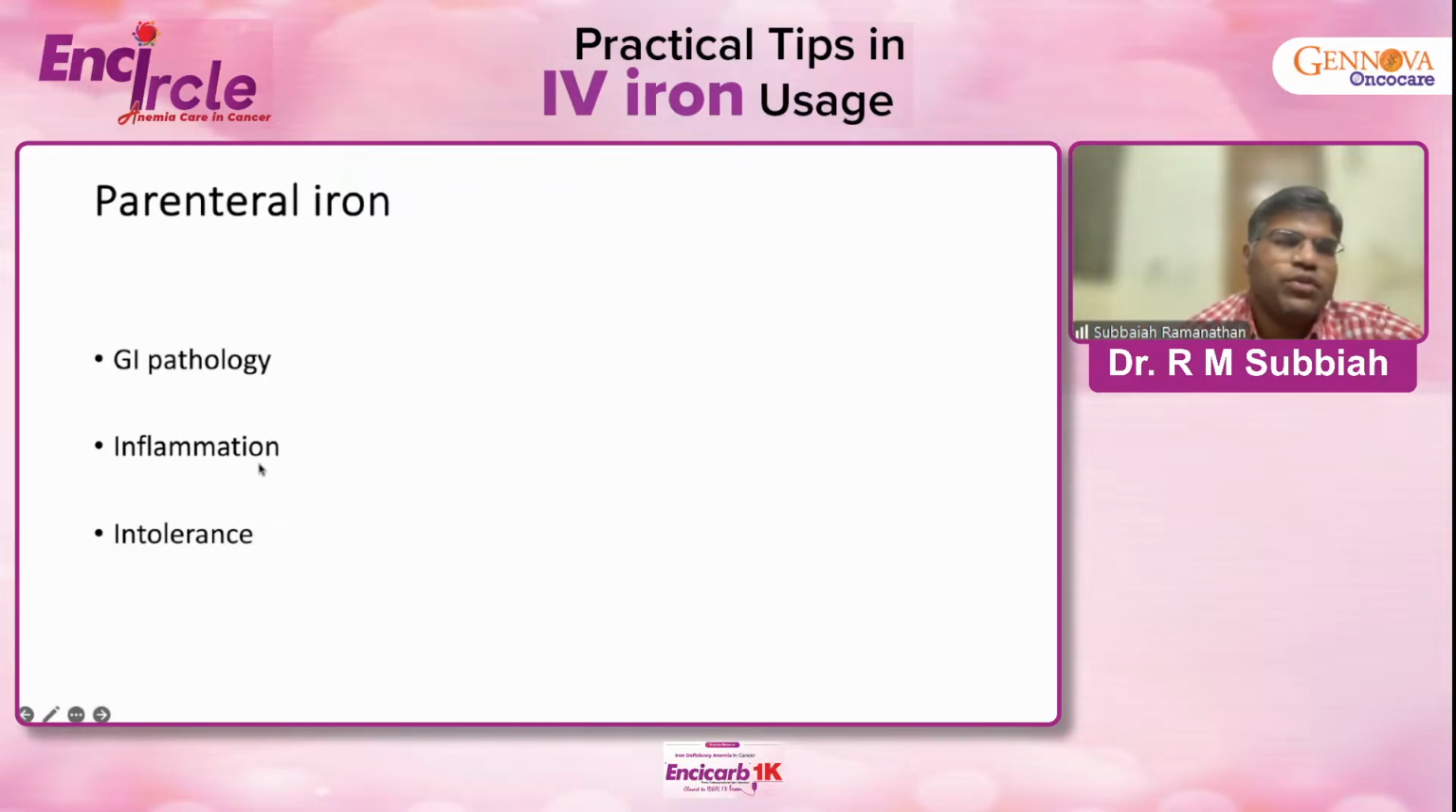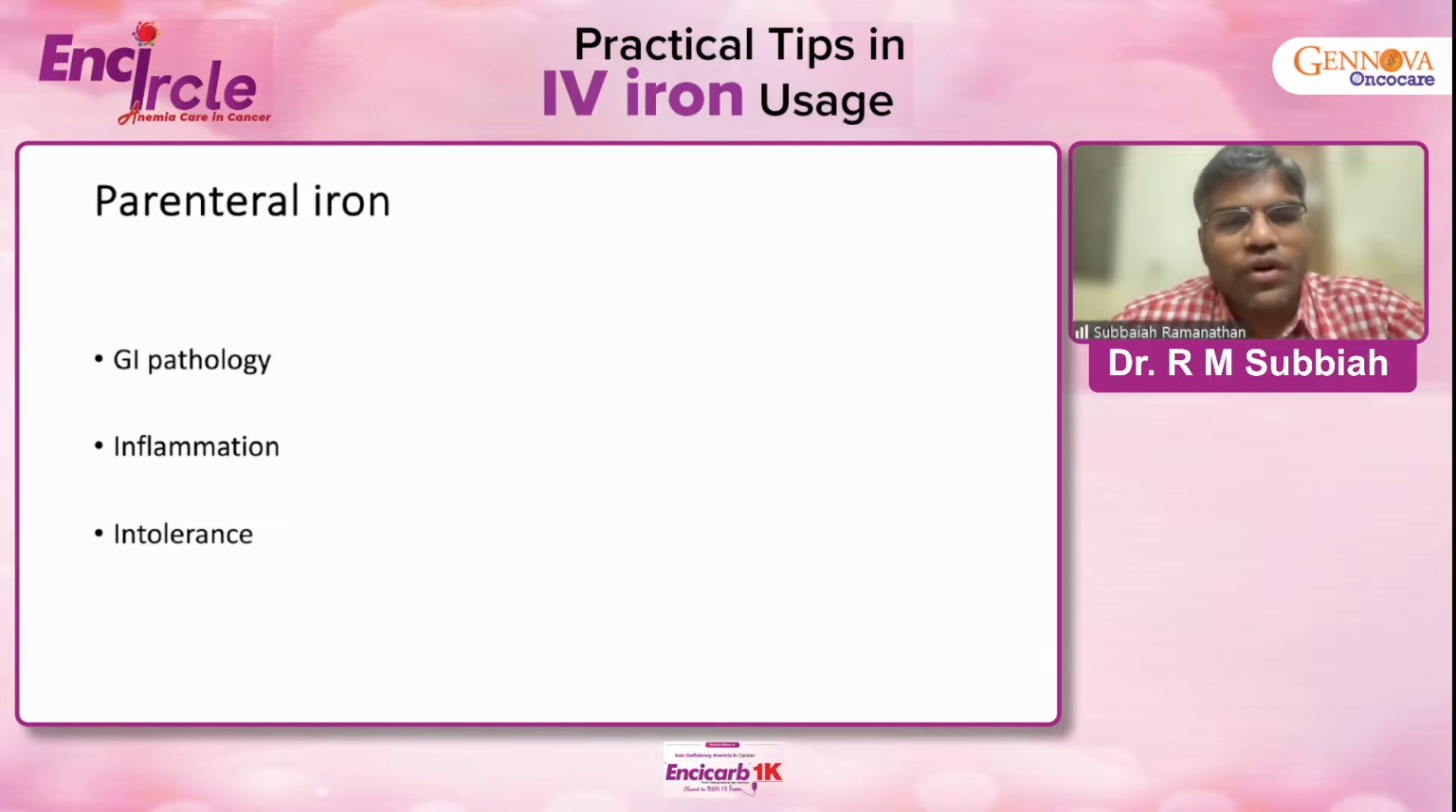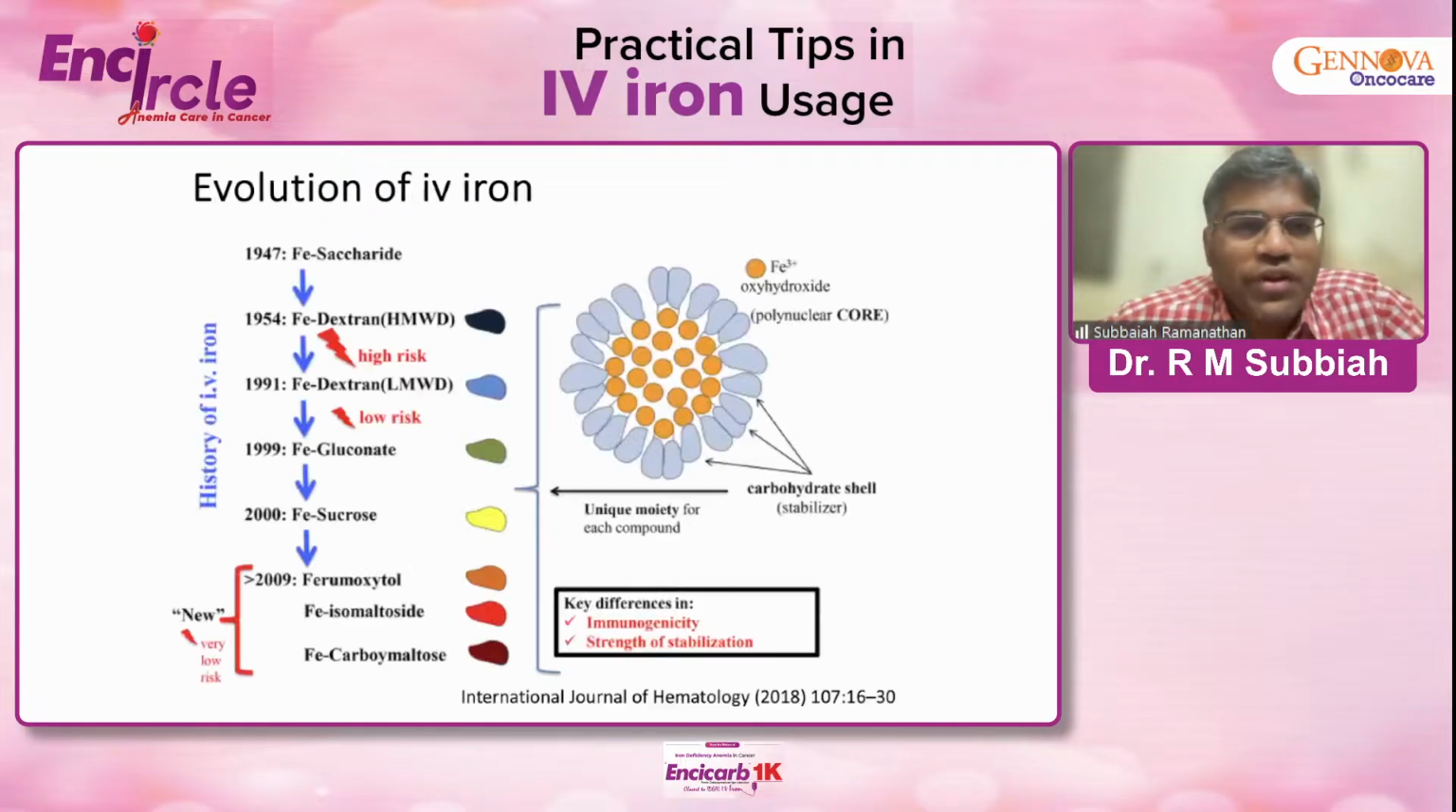In inflammation, the problem is the iron, whatever is trapped within the macrophages, is not available. It's not released easily into the available circulatory pool. So that's why they get trapped in the macrophage, activate the system, and it's not available. So that's why in scenarios like renal failure or chronic inflammation, the oral iron may not work well. So we need to give some IV formulation.